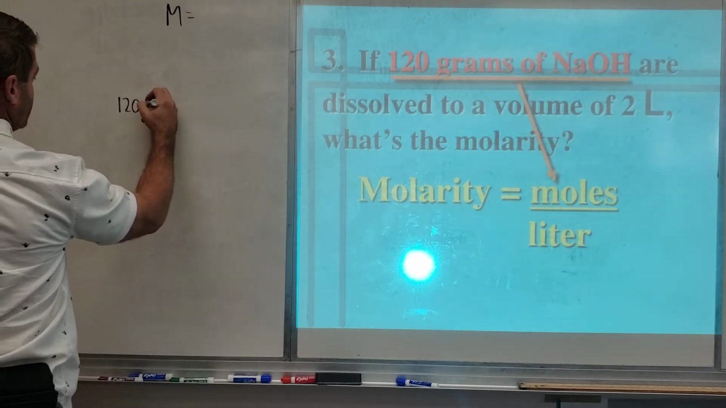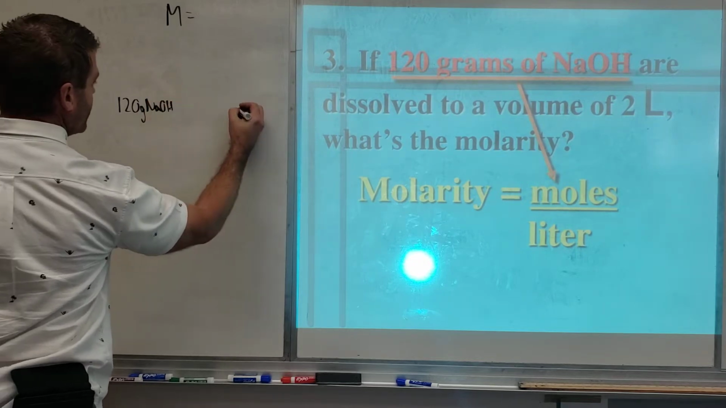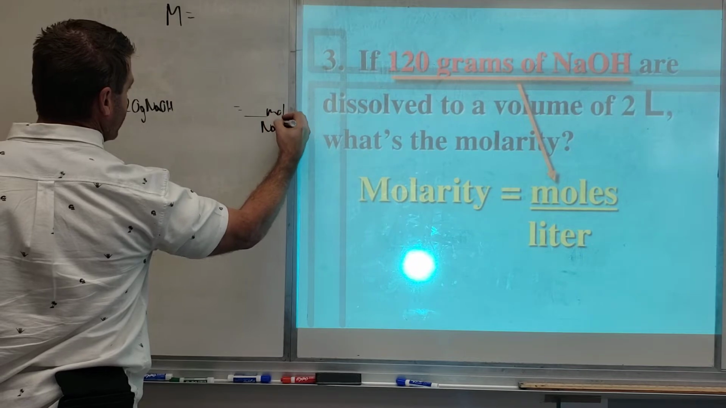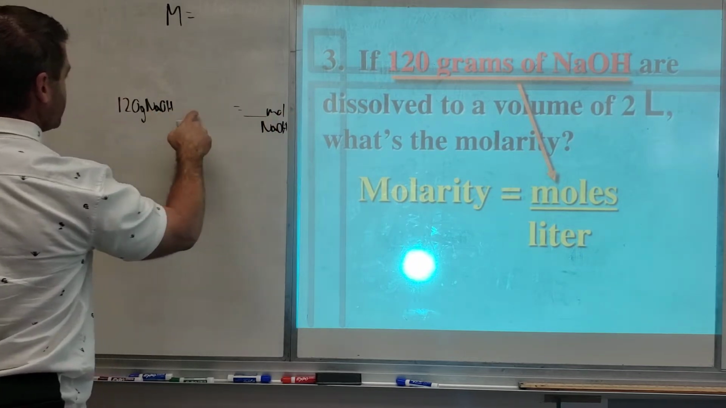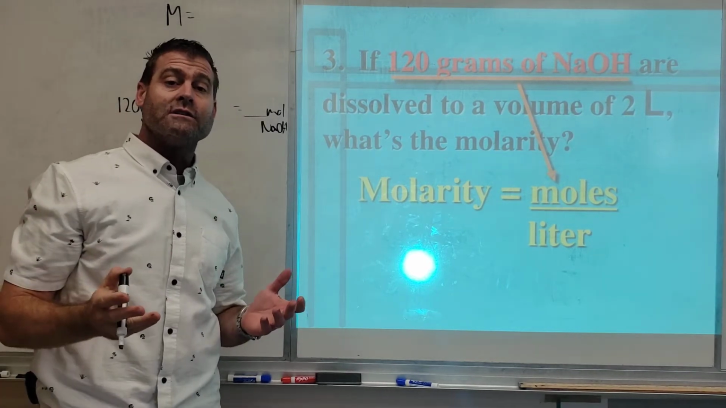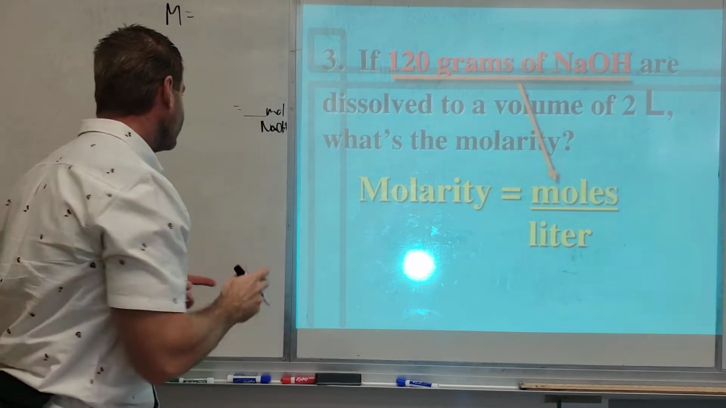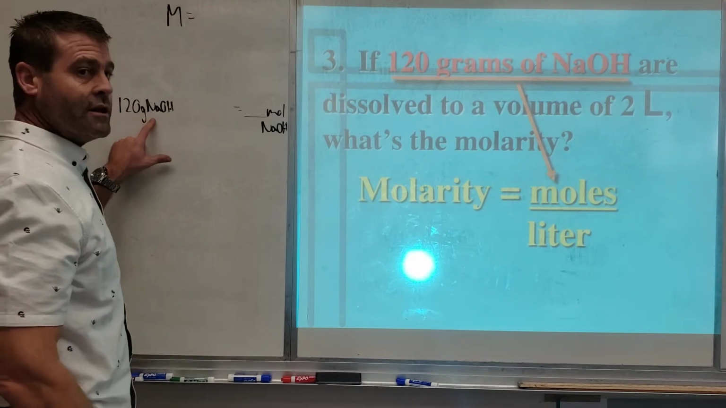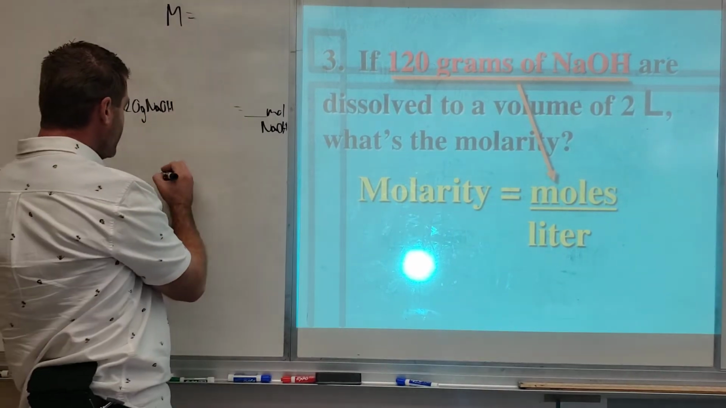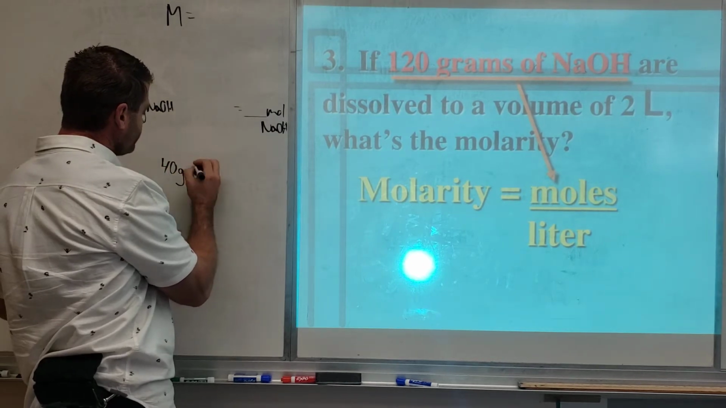So we should know how to do that. 120 grams of NaOH. Remember, we set up a unit analysis. I want to convert it to moles of NaOH. So how do I do that? The link between grams and moles is always the molar mass, otherwise known as the molecular weight, which you find in the periodic table. If you look at the periodic table, sodium weighs 23, oxygen weighs 16, and hydrogen weighs 1. You add those together, it's 40 grams per mole.